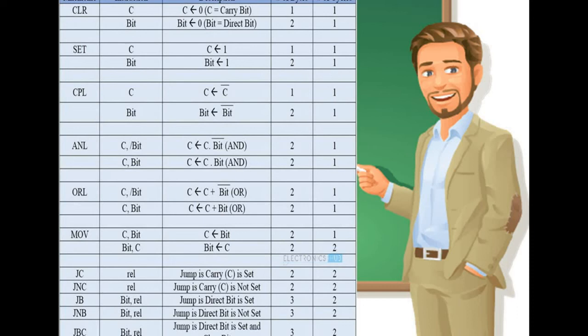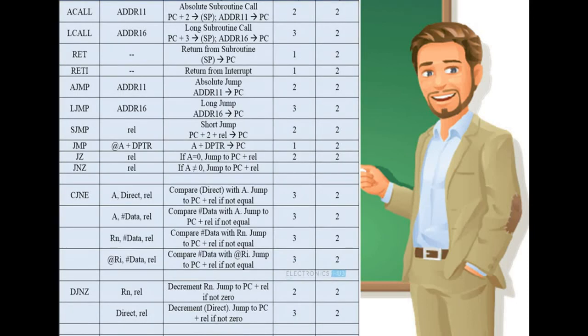Coming to the next one, it is program branching. Program branching instructions include absolute call, long subroutine call, return from subroutine call, return from interrupt, absolute jump, long jump, short jump, jump if 0, jump if not 0, compare jump if not equal to, decrement jump if not equal non-zero, and no operation.